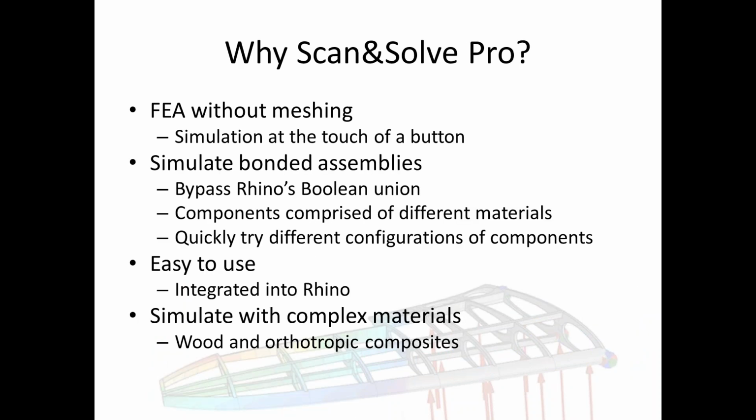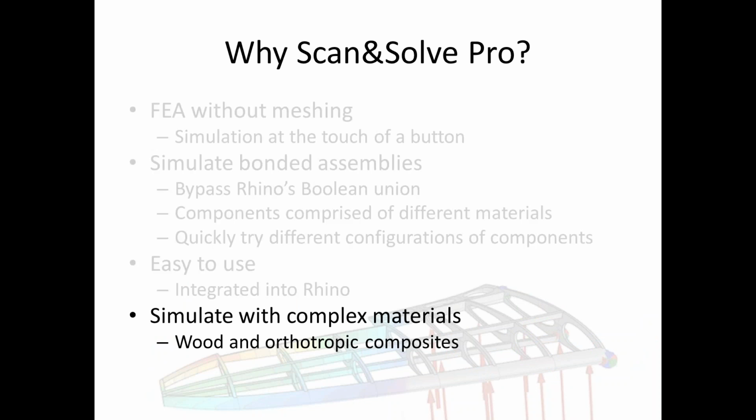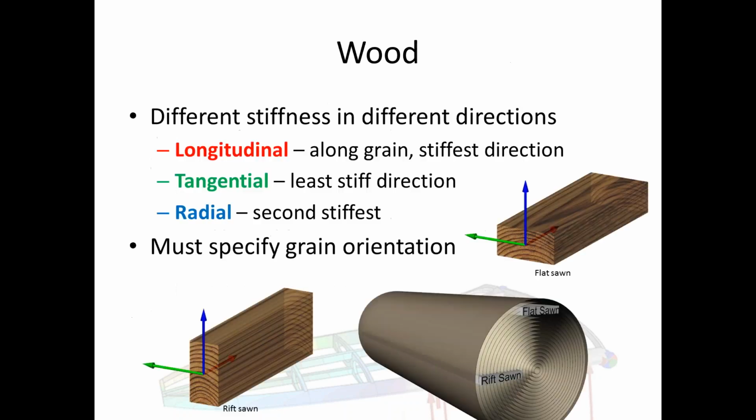What I haven't talked about is how to do simulation with complex materials like wood and orthotropic composites. My timber frame structure was just a basic wood simulation using a very basic wood orientation. But I'm going to go through a demo now which shows how to specify wood that maybe has a curving orientation. So wood is interesting because it has different stiffnesses in different directions.